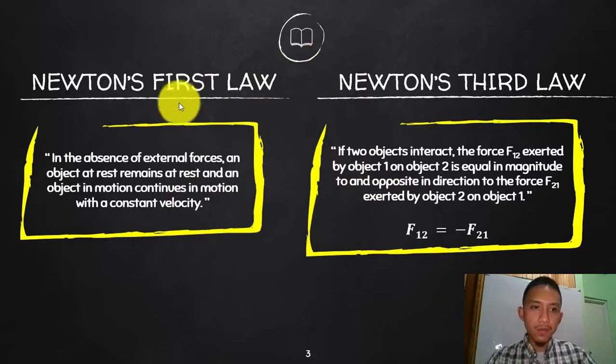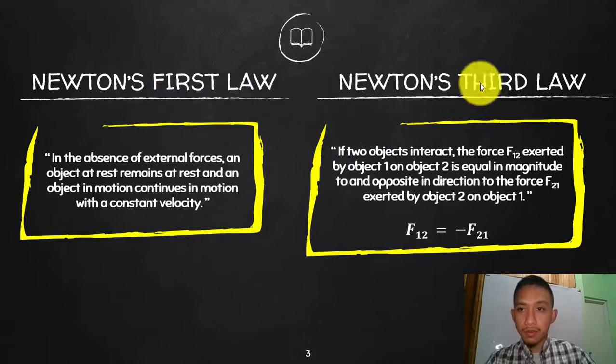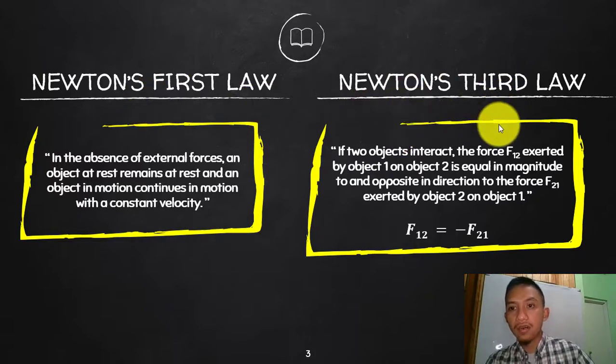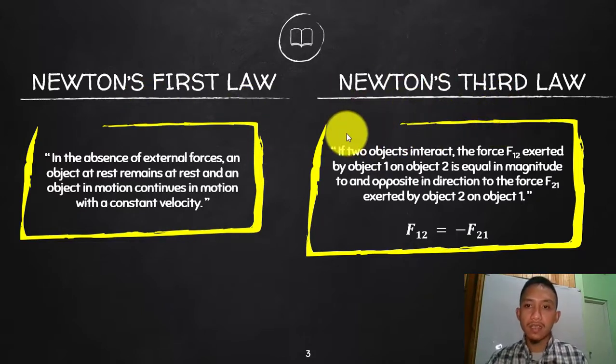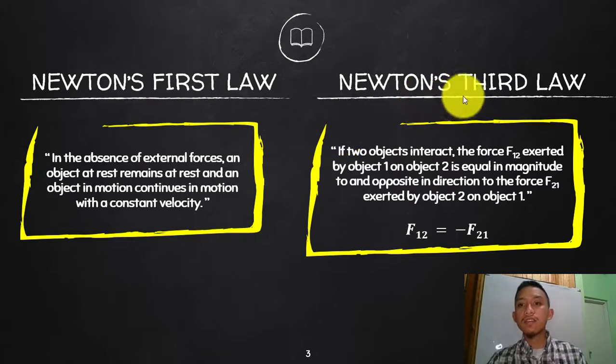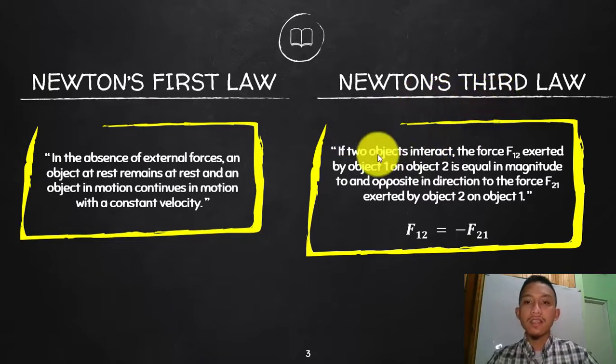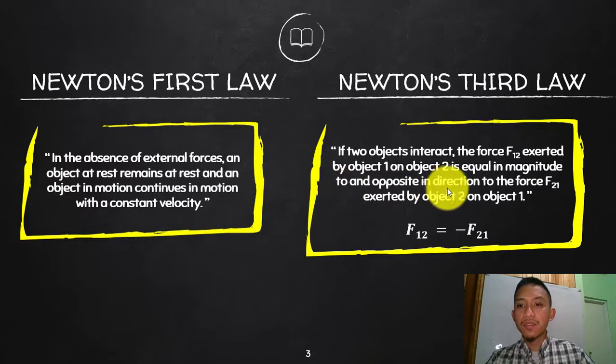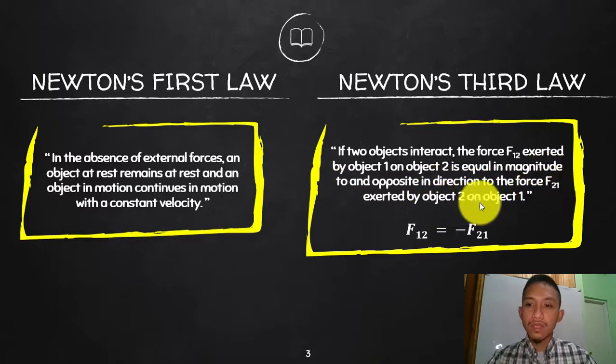Again, as I've said before, we will focus on your second law. So first, we will try to recall the third law. Later on, we will go to the second law. So the third law of Newton says that if two objects interact, the force F sub 1,2 exerted by object 1 on object 2 is equal in magnitude and opposite in direction to the force F sub 2,1 exerted by object 2 on object 1.